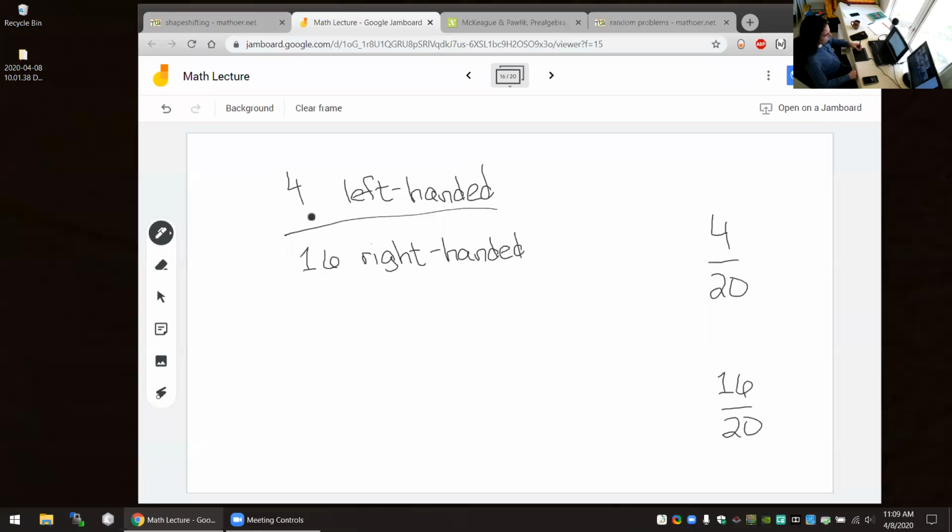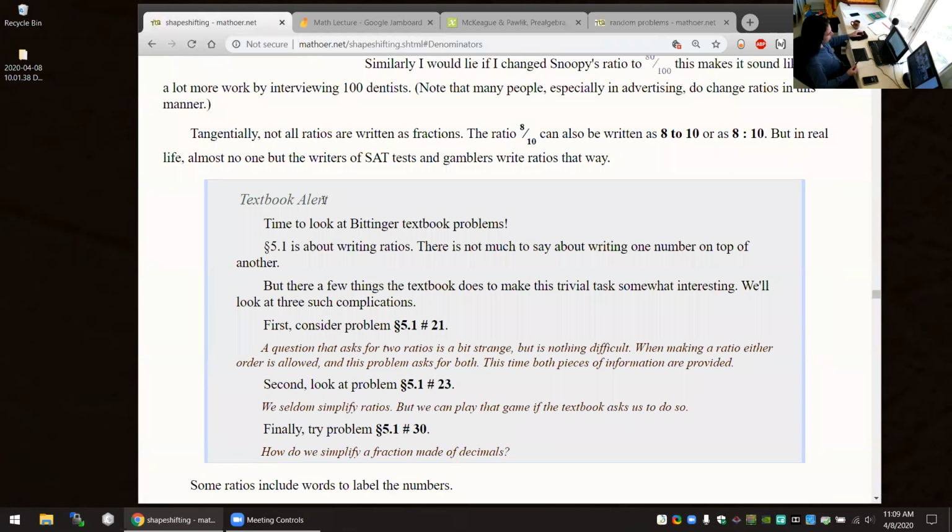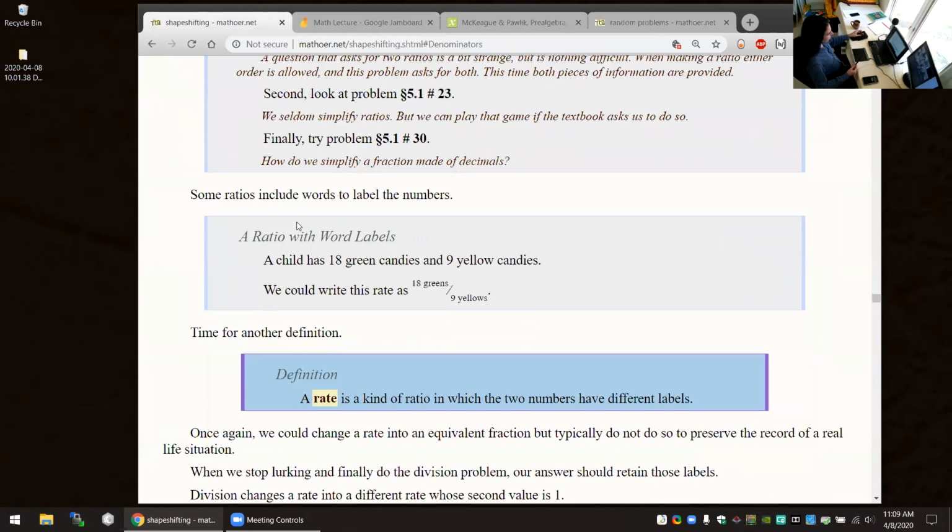It's not like there's a room with 1 left-handed person and 4 right-handed people. The real life situation was there were 20 people in the room and there was 4 this way and 16 that way. So sometimes if we reduce or unreduce, we're lying. It might be okay with the math, but oh well.